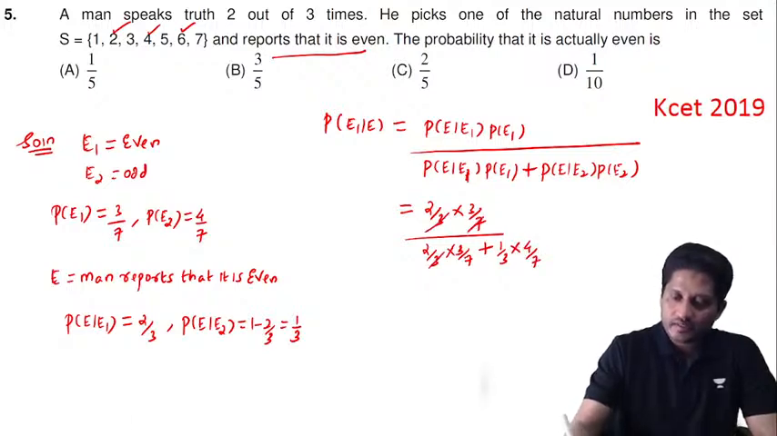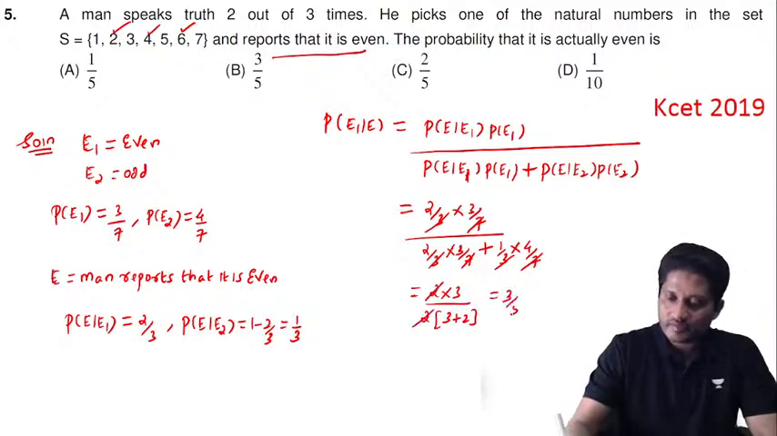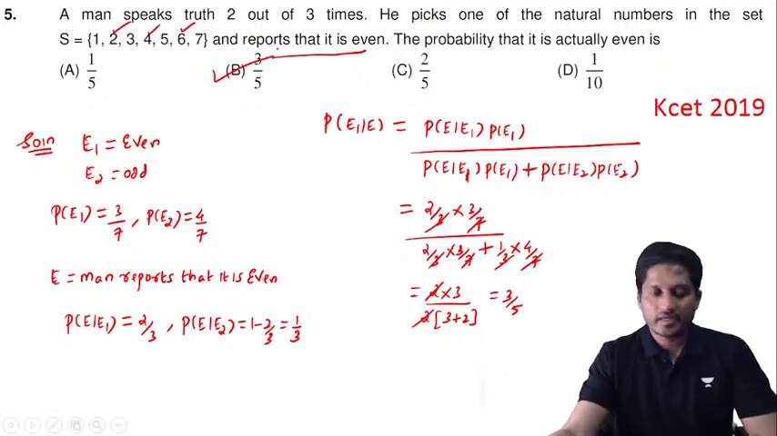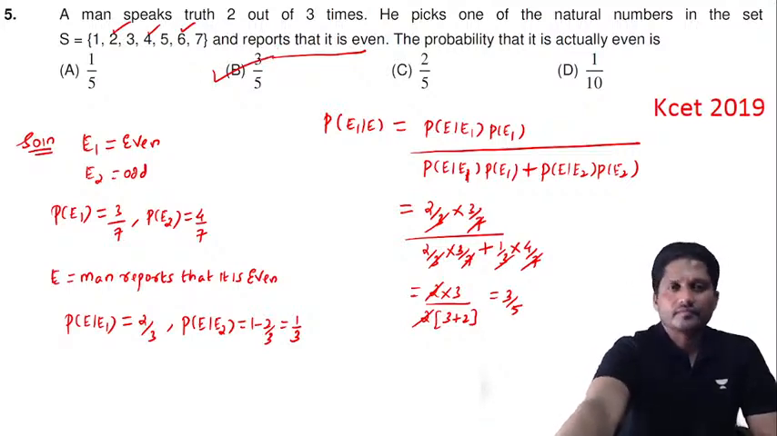3, 7, 21 will cancel. You will get this as 6 divided by 2 into 3. Take 2 common, you will get 3 plus 2. This will cancel. You will get answer as 3 by 5. Answer is option B. Alright, let's move to the next question.